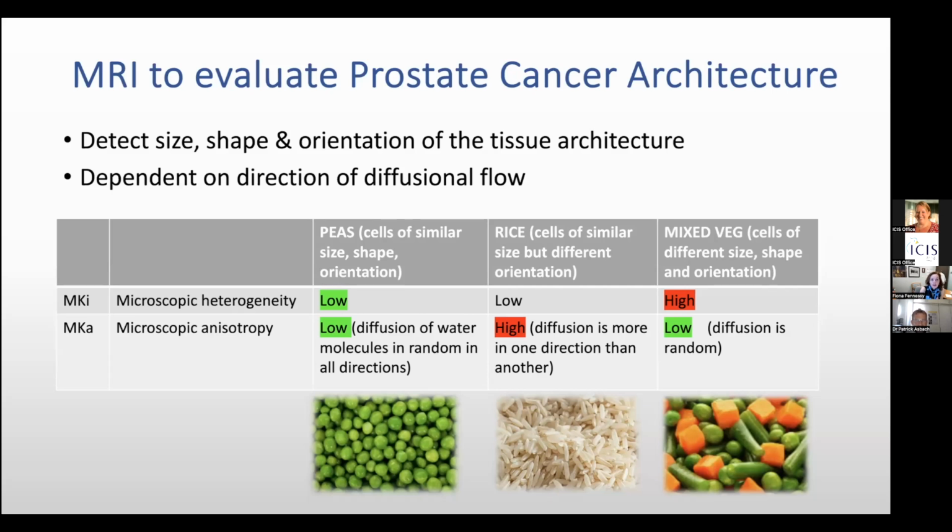So without going into the real physics of this, depending on the cellular shape and size and orientation, you can actually depict these microscopic diffusion metrics that will help you come up with a way of how the pathology is going to look.